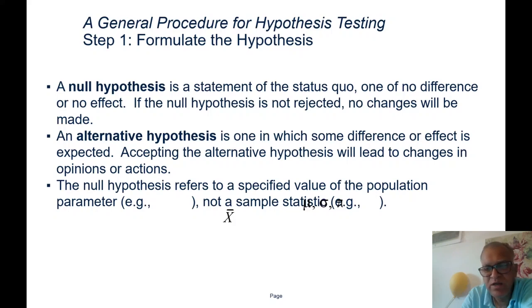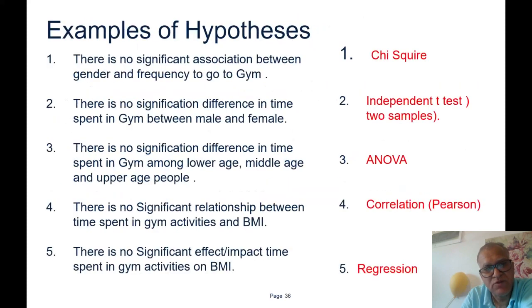Hypothesis, because all tests are designed to test the neutral point, the null hypothesis. Here are some examples of null hypotheses. For example, you are testing there is no significant association between gender and frequency of going to the gym. Both variables are nominal variables, gender and frequency. So the test is the chi-square test.